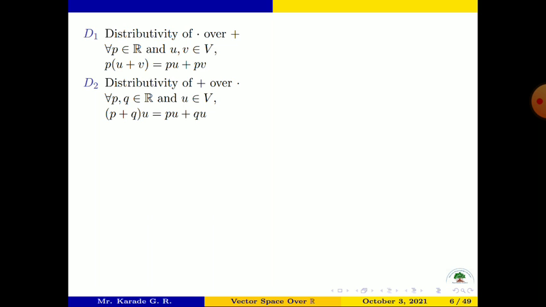If they satisfy these 10 conditions, then we say that a non-empty set V, with respect to the two operations, addition of vectors and scalar multiplication of vectors, is a vector space over R. Here, over R means we are taking scalars from the set of real numbers. So this is the definition of a vector space over the set of real numbers.